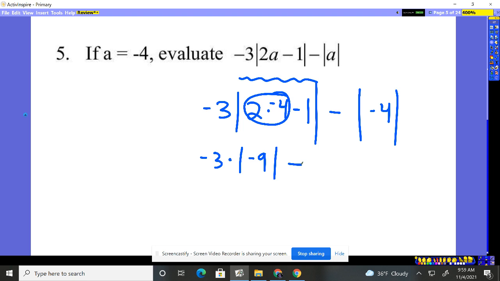What is the absolute value of negative 4? Simply 4. Now, I need to take the absolute value of negative 9. So this is negative 3 times the absolute value of negative 9, positive 9, minus 4. Negative 3 times negative 9, negative 27, minus 4 will give you negative 31. It's a terrible 3, but that's a 31 there.